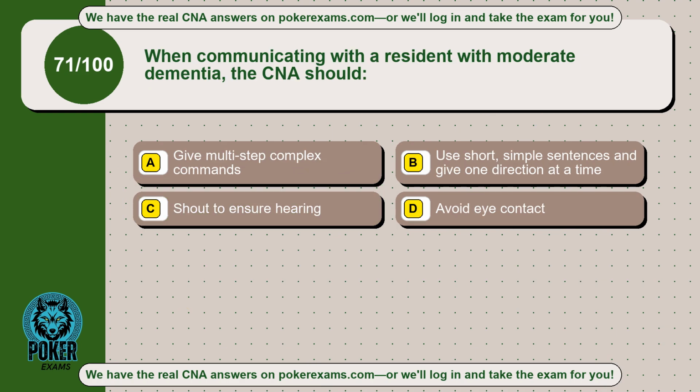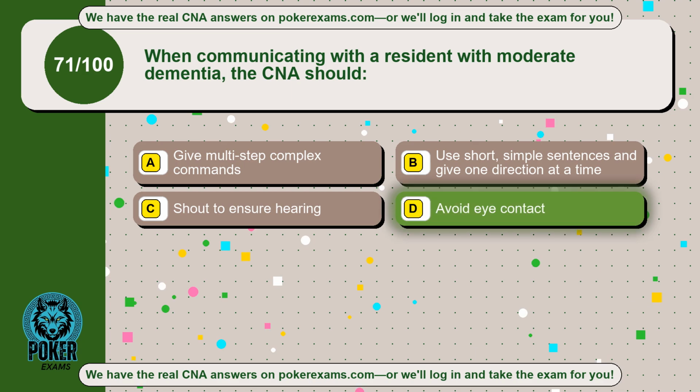Question 71. When communicating with a resident with moderate dementia, the CNA should: Option A, give multi-step complex commands. Option B, use short, simple sentences and give one direction at a time. Option C, shout to ensure hearing. Option D, avoid eye contact. The correct answer is option D, avoid eye contact.